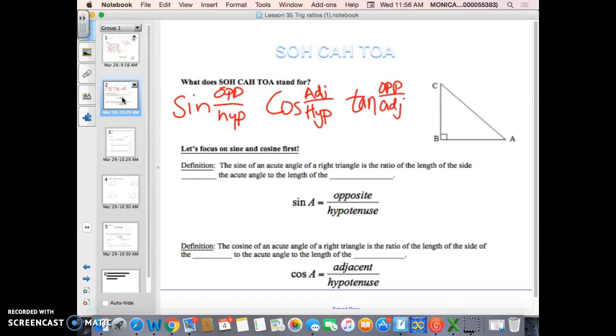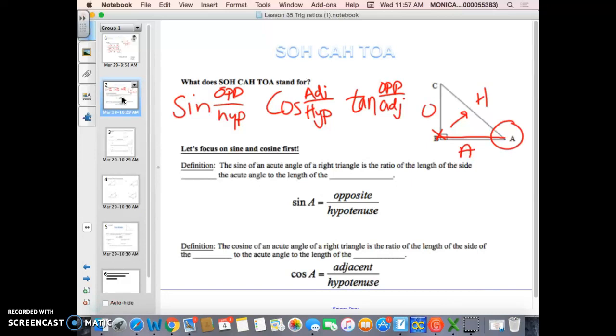Right? So once again, let's look from angle A. This would be my opposite side, because this shares a side. This is adjacent, and because this is across from the 90-degree angle, that would be the hypotenuse. So the definition is the sine. It's always going to be the acute angle that you're going to find the sine and cosine from. You'll never use the 90-degree angle as your angle for the ratio.